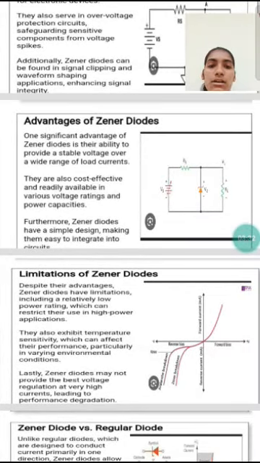Advantages of Zener diodes. One significant advantage of Zener diodes is their ability to provide a stable voltage over a wide range of load currents. They are also cost effective and readily available in various voltage ratings and power capacities. Furthermore, Zener diodes have a simple design, making them easy to integrate into circuits.